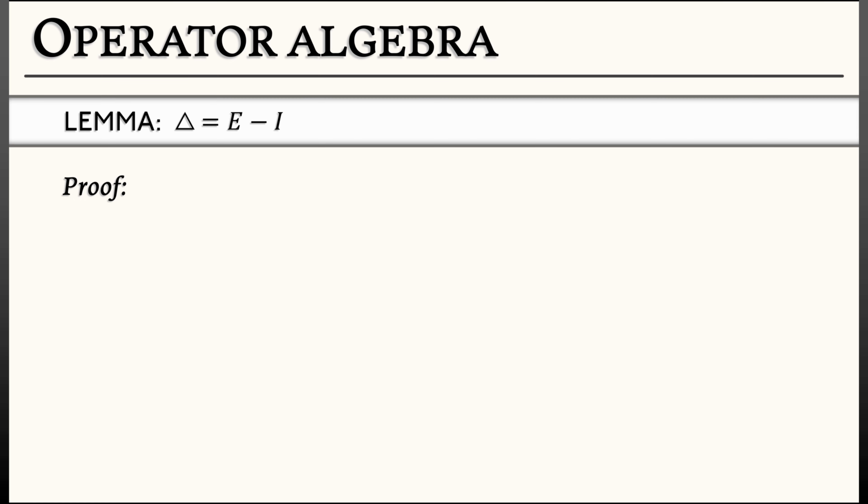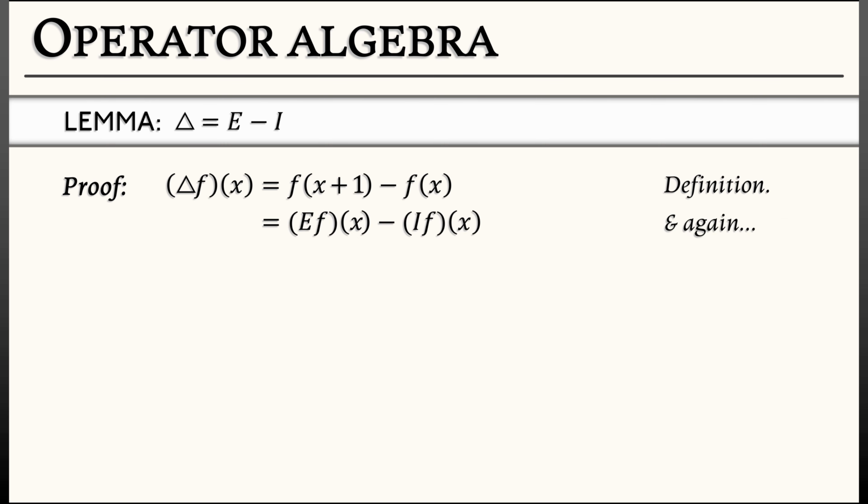Now, how do you prove something like that? Well, let's go slowly. So by definition, delta of f at x is f at x plus 1 minus f at x, right? Right. Okay, but by definition, f at x plus 1 is really Ef at x, and f of x can be thought of as If at x because the identity does nothing. Now, factoring out those operators gives us quantity E minus I applied to f. And because these two operators, delta and E minus I, applied to f evaluated at x give us the same thing, they are the same operator.